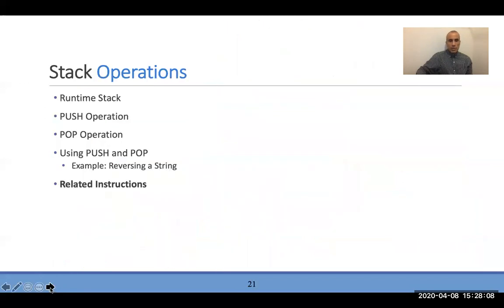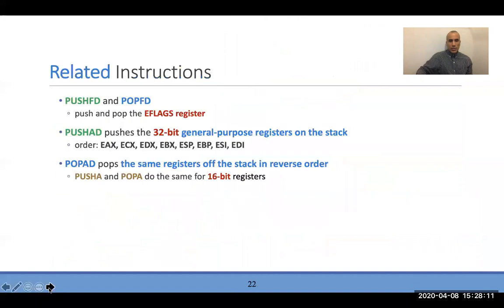And then we have some other related instructions. We're going to look at them as well. So these are very important instructions. This instruction we call push and pop FD. So they're going to push the EFLAGS register. So if you want to push the entire EFLAGS register, right? The EFLAGS register is what? Bits 0 to 31, right? So like zero flag, carry flag, and so on and so forth.